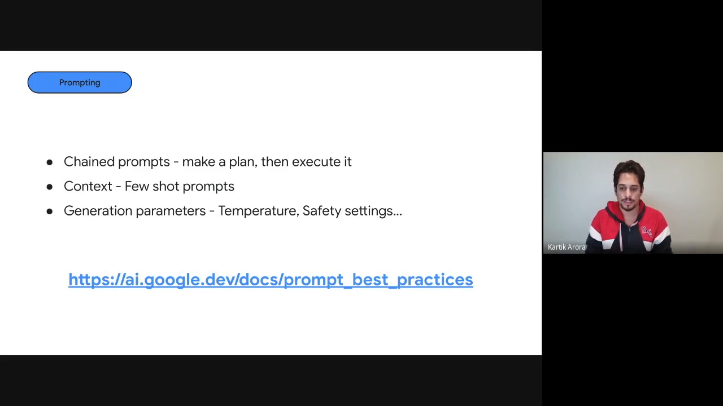There are a few parameters that you tweak. There are things like temperature, safety settings. There are parameters called top K and top P, which I don't understand because I'm not an AI developer. But this guide will be able to explain things better, and modifying these will give you different kinds of results within the same prompt.